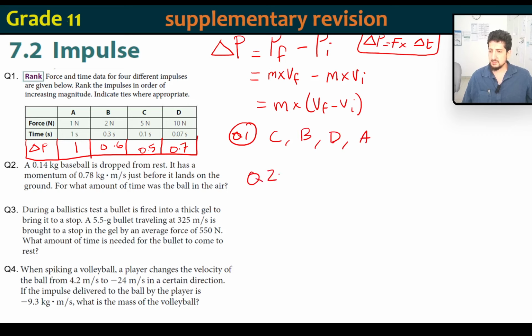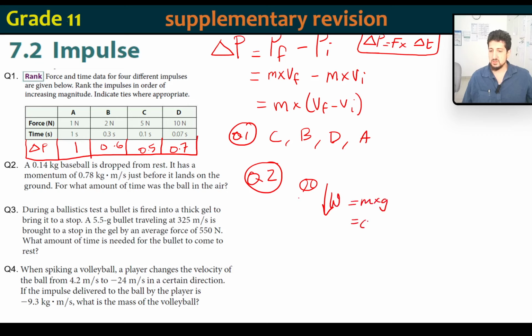Question 2 says a 0.14 kilogram baseball is dropped from rest. It has a momentum of 0.78 kilogram meters per second just before it lands on the ground. For what amount of time was the ball in the air? Okay, so here is the ball. It's a baseball and it's dropping down. It has a weight force, and weight equals m times g.